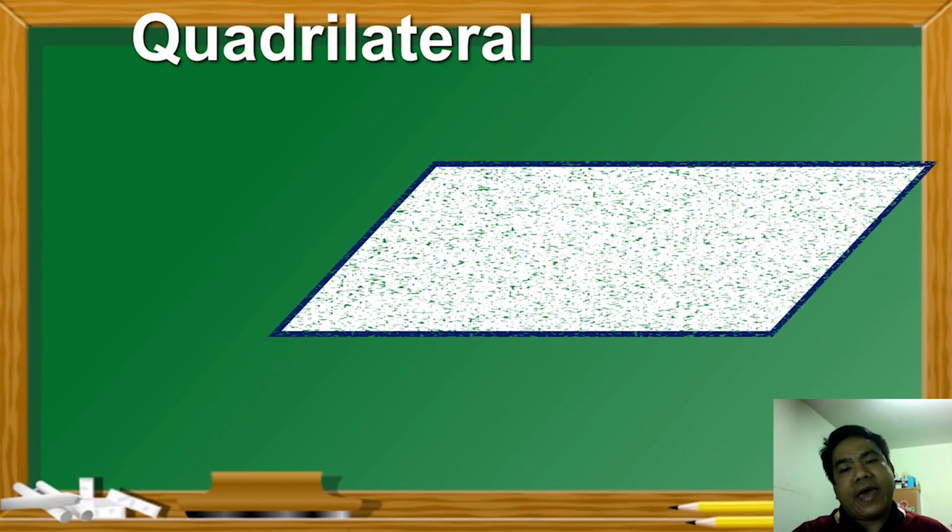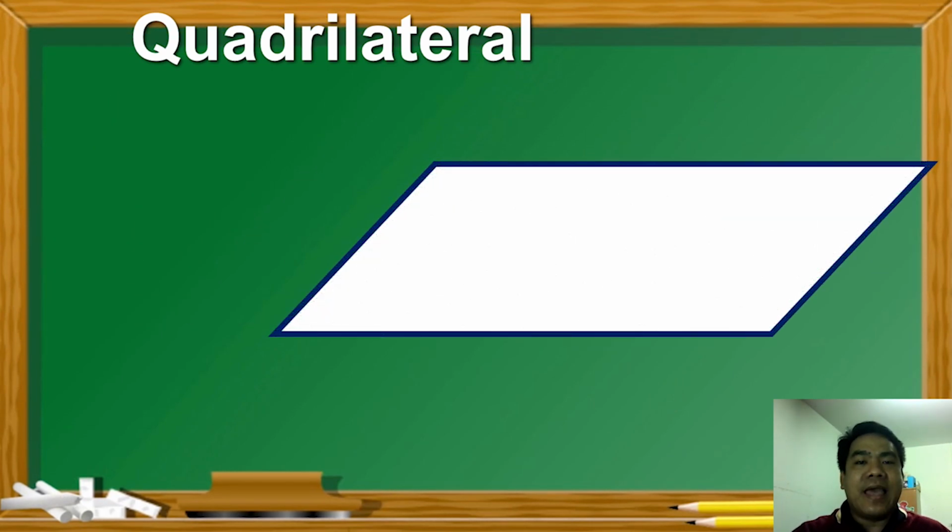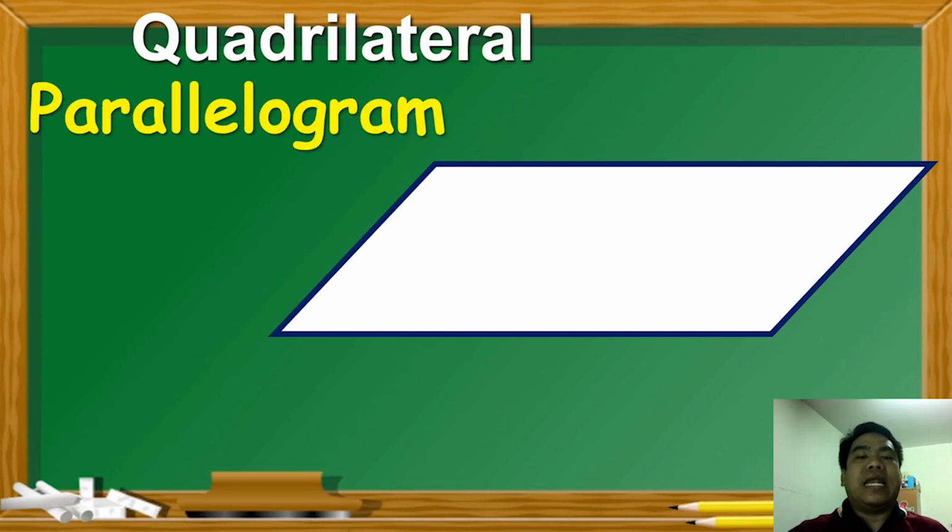What's next? We have, okay, what is this? Parallelogram. Okay, this is a parallelogram. So again, it is like a rectangle, but the 2 sides are inclined. Inclined, inclined, inclined. So 2 sides are inclined, but the 4 sides, the lengths are the same.